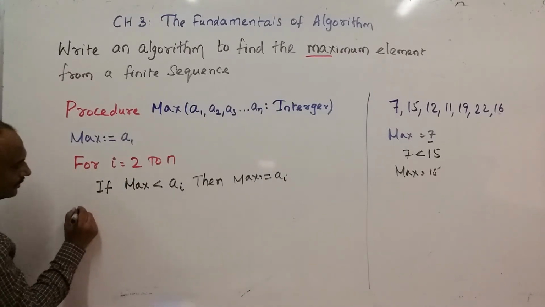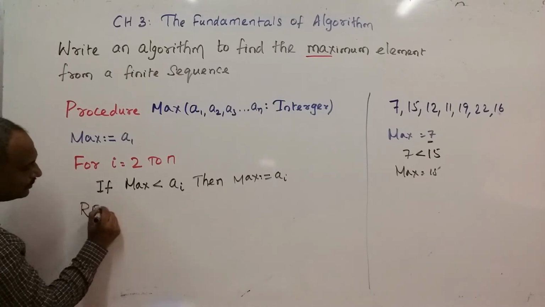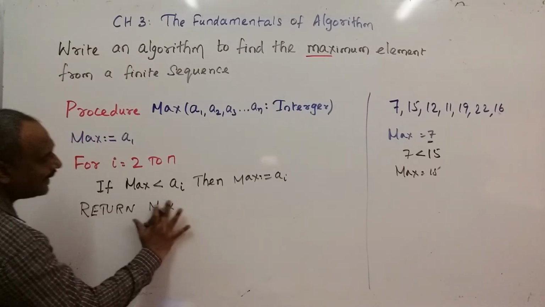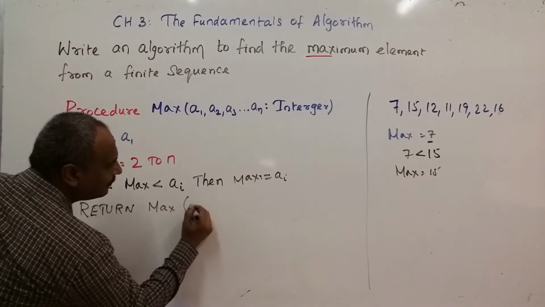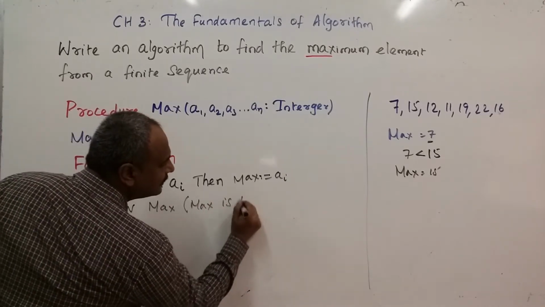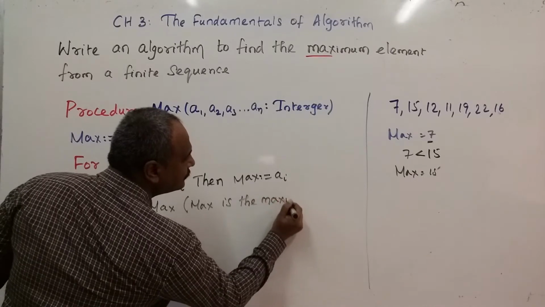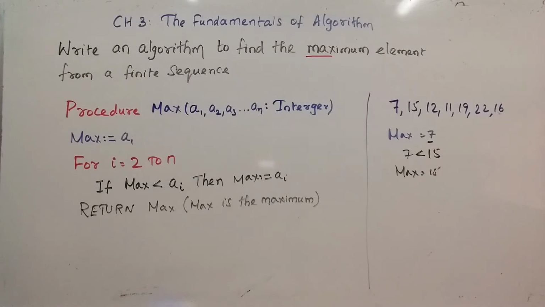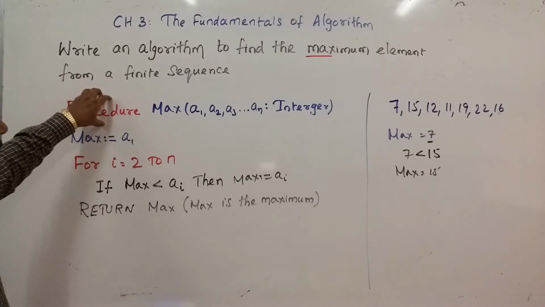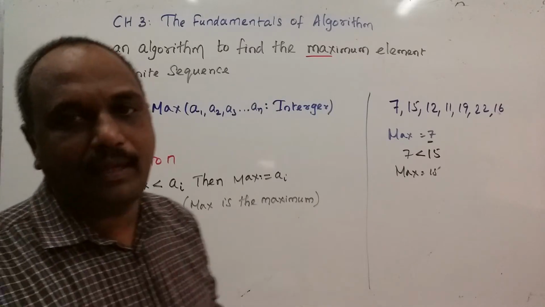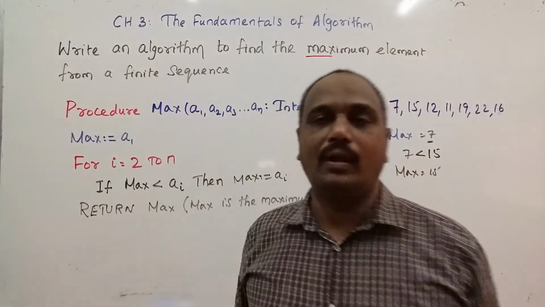So I am going to return max, because in max we will have the maximum number. So this is called pseudocode. We are going to start with the procedure and we are going to make the programming. More or less, this is like a programming. This is called pseudocode.